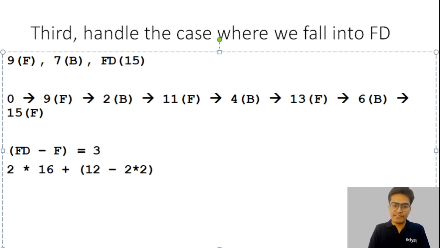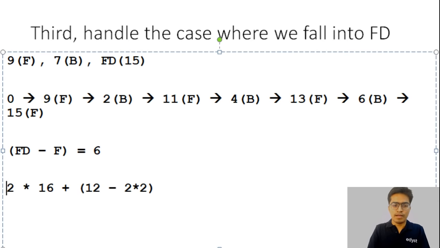Now what is my fd minus f over here? My fd minus f is 6. So I'm going to first find out the number of full steps I can take to get to 6 or slightly beyond 6. That's pretty simple. I just do an integer division of 6 by the net displacement per step, which gives me 3.